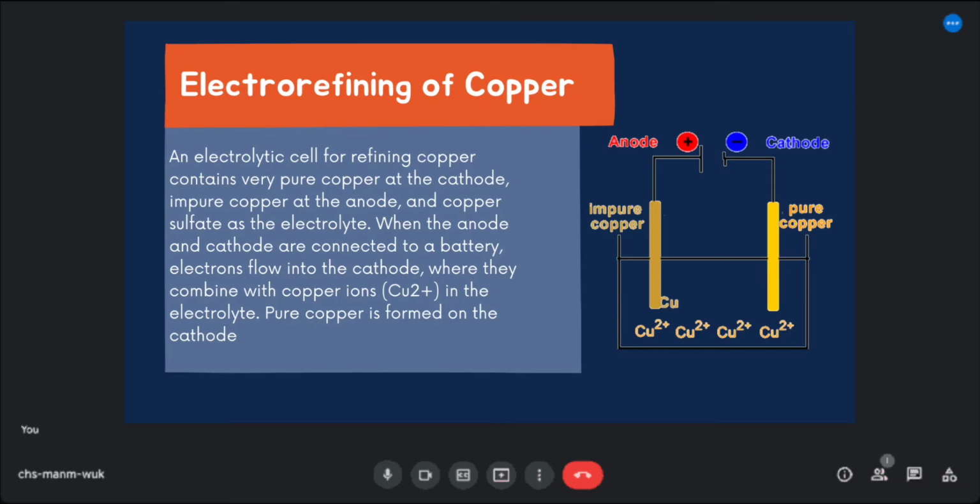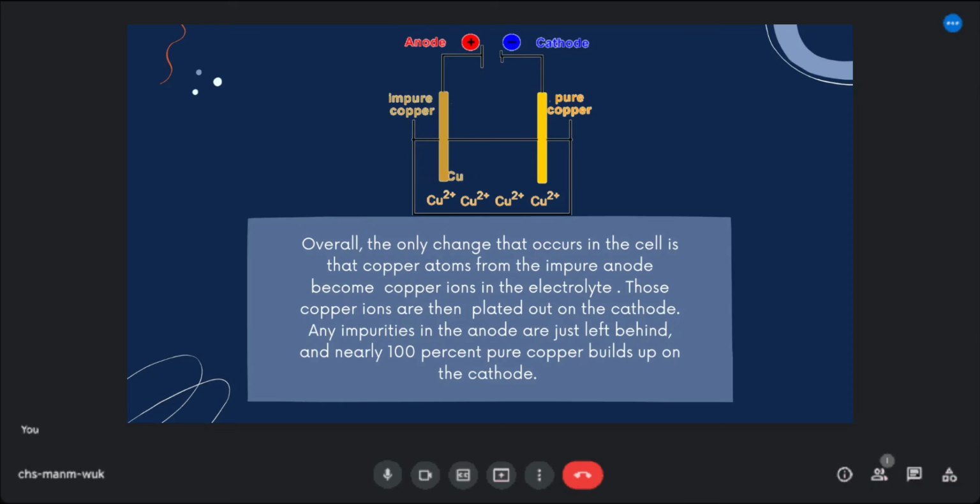At the anode, copper atoms lose electrons and become copper ions in the electrolyte. Overall, the only change that occurs in the cell is that copper atoms from the impure anode become copper ions in the electrolyte. Those copper ions are then plated out on the cathode. Any impurities in the anode are just left behind, and nearly 100% pure copper builds up on the cathode.